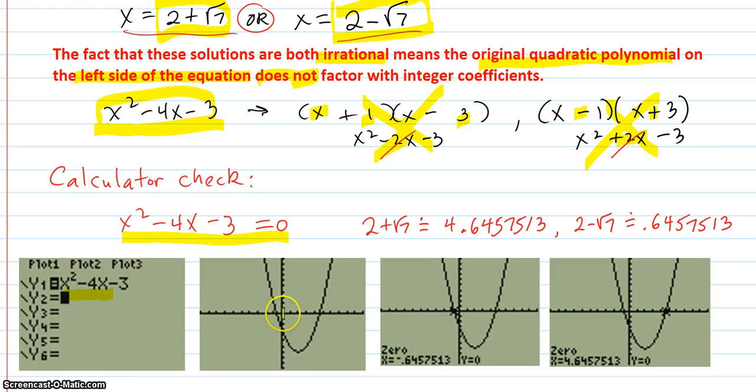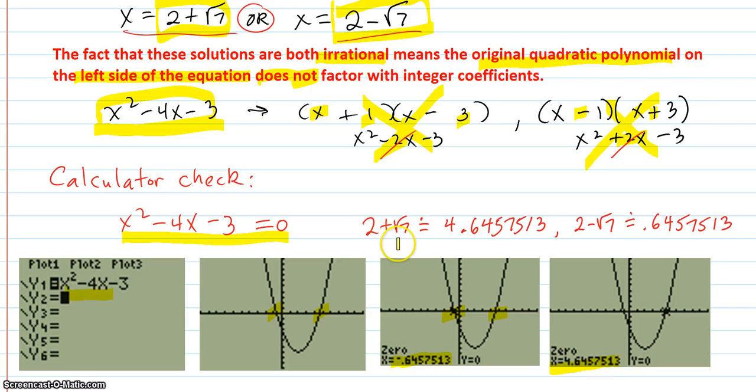We graph it. We're looking for this root and this root, so we do a second calc 0 to find this one. And there it is, negative 0.64, etc. And then we do second calc 0 again to find this root, and it's 4.645, etc.